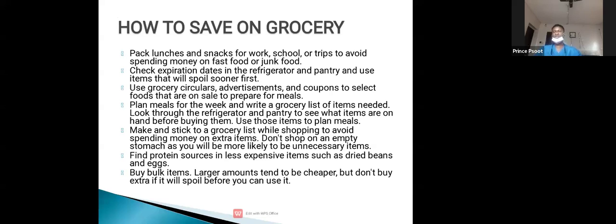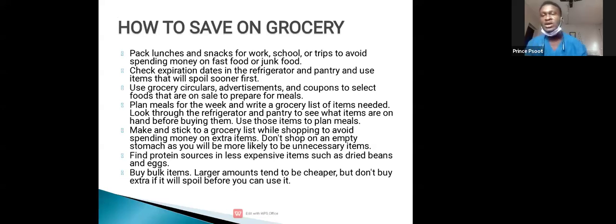First of all, you pack lunches and snacks for work, or if you are going to school or on trips, to avoid spending money on fast food or junk food. Then you check expiration dates in the refrigerator or the pantry and use items that will spoil sooner first. You don't keep items that will spoil to be used later. You use them first because why? When they spoil, you need to replace them. And when you replace them, you are spending extra cash.